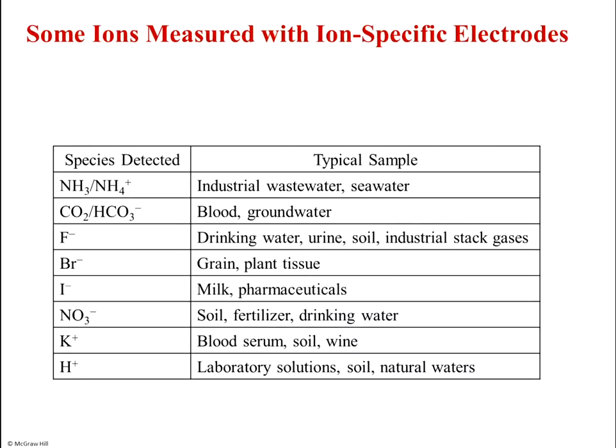There's a variety of different electrodes, not just pH electrodes. So there are electrodes that can measure potential for ammonia with ammonium, bicarbonate with carbon dioxide, fluoride, bromide, iodide, nitrate, potassium ion, protons, all sorts of things. So we've taken these potential measurements and used them to measure very important ions in a variety of samples. And if you're interested in this, you can learn a lot more about it in analytical chemistry. It's very important.